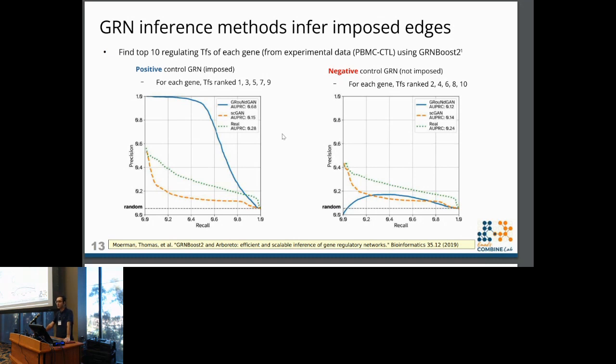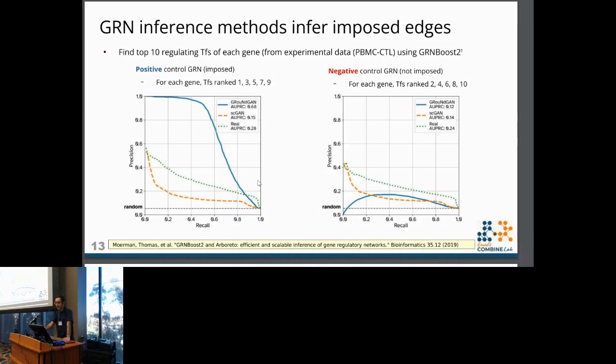And we then create 2 separate GRNs by subsampling that scaffold GRN. So the positive control GRN, the one we imposed onto the model, is comprised of each gene and its TFs ranked 1, 3, 5, 7, and 9. And the negative control GRN has interactions between that gene and its TFs ranked 2, 4, 6, 8, and 10. So these 2 GRNs are comparable in importance, have similar density, as it's shown by this green dotted line, which is the PR curve of GRN-Boost2 applied to real data, evaluated on positive control on the left and negative control on the right.